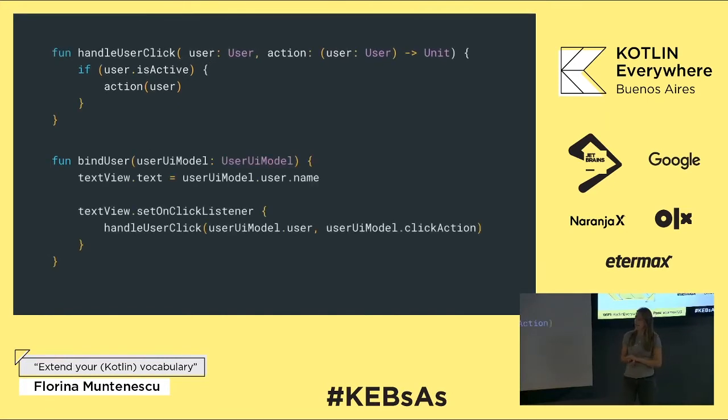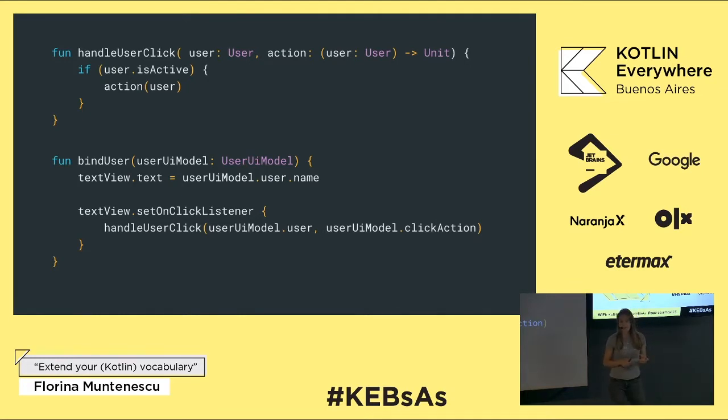OK, so we have our handle user click. Now we have to use it. So we would call something like a bind user method, where we're setting the text that needs to be displayed. But on the text view, we're also setting that on-click listener. So here, we're just calling handle user click of the user UI model and the click action.